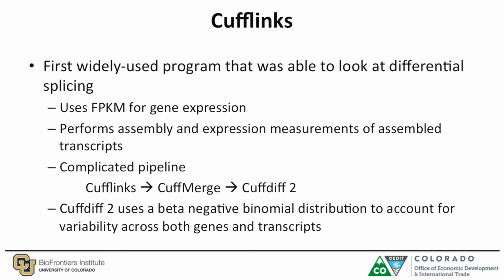It performs assembly and computes expression measurements of assembled transcripts, and it uses FPKM as a measure for the expression of those transcripts. But it is a fairly complicated pipeline. It actually involves three different programs: Cufflinks, which does the assembly and expression measurements; CuffMerge, which is used to merge different assemblies together; and CuffDiff2, that is used for differential expression. CuffDiff2 can be used on its own. It uses a beta negative binomial distribution, and it does this to account for variability across both genes as well as transcripts.